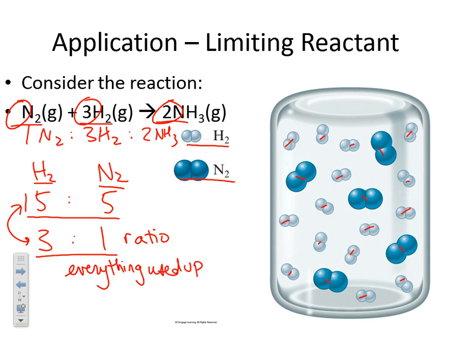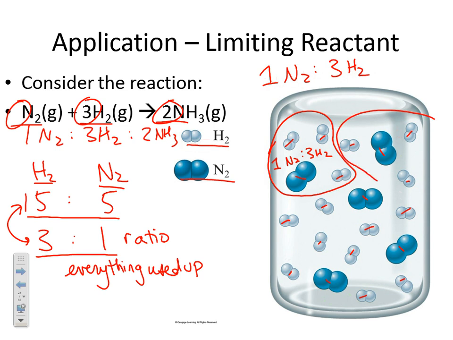So then look, another way of dealing with this is showing this idea of a ratio with the particles themselves, i.e. 1 N2 needs to react with 3 H2. So what I'm going to do is draw a circle where I have 1 N2 reacting with 3 H2s. And then I'm going to keep on doing that because I know that this circle represents essentially one reaction. So I can do that again here.